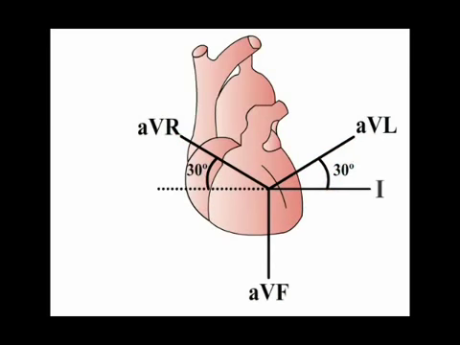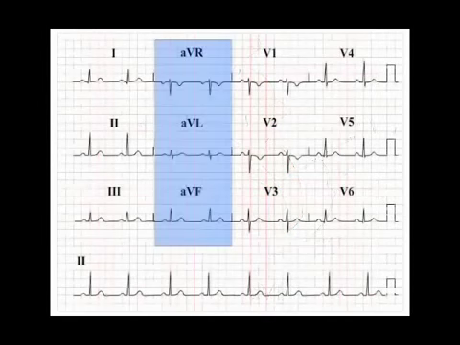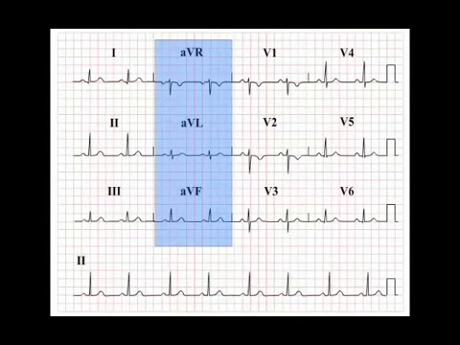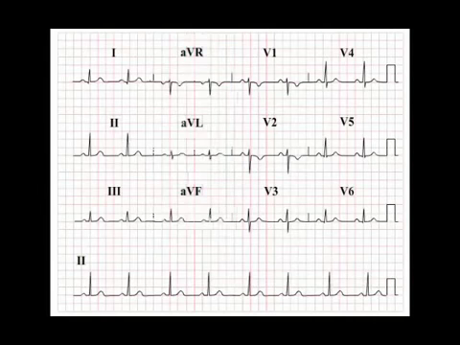AVF looks straight up at the inferior surface of the heart and is therefore at 90 degrees clockwise from lead 1. Think of AVF as looking straight up at the heart from the feet. F is for feet. On the ECG readout, recordings from the augmented leads are positioned between the standard leads and the chest leads, from AVR to AVL and down to AVF at the foot of the page.